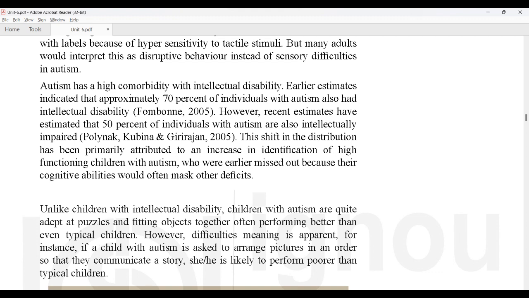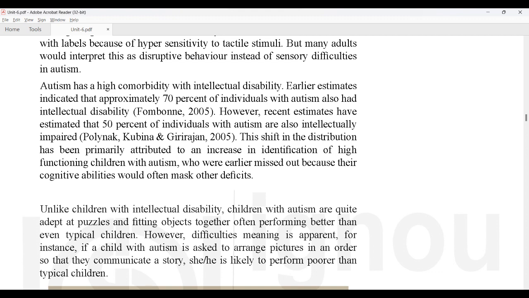Autism has a high comorbidity with intellectual disability. Earlier estimates indicated that approximately 70% of individuals with autism also had intellectual disability, Fombonne, 2005. However, recent estimates suggest that 50% of individuals with autism are also intellectually impaired, Polanczyk, Kubiner and Jayaraman, 2005. This shift in the distribution has been primarily attributed to an increase in identification of high-functioning children with autism, who were earlier missed out because their cognitive abilities would often mask other deficits.